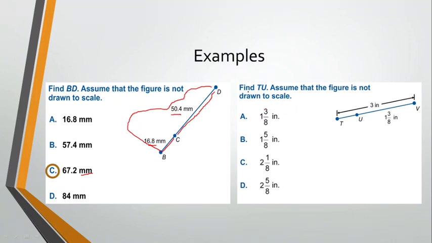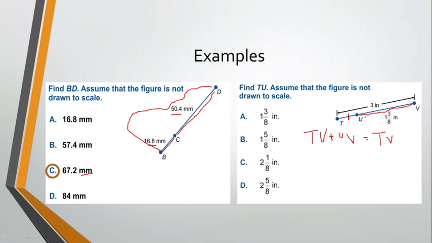Now in this example, it says find TU. Well, TU is right here. Assume the figure is not drawn to scale. However, I know that the whole thing is TV, and this little part here is UV. Well, I know that TU plus UV equals TV. Notice that U is in both of these segments, and when I add them, it goes away. That means it is between.